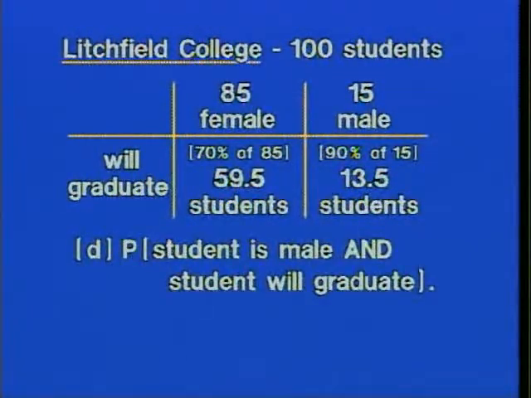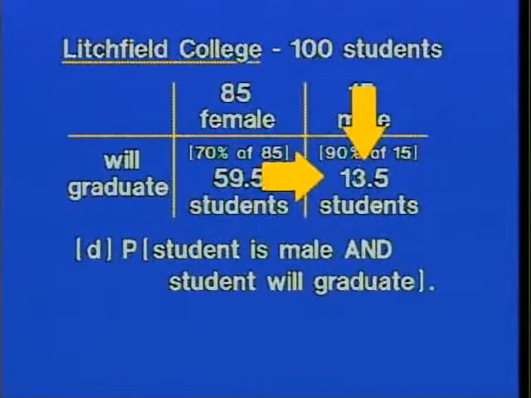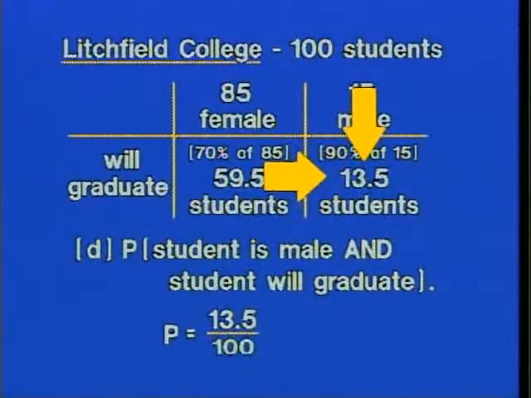What about the probability that a student is male and the student will graduate? Well, again, both of these things happen, the male idea, the gender idea, and that the student will graduate. That puts us into this 13.5 students. But the sample space here is the entire population of the college. So favorable outcomes, 13.5, possible outcomes, 100 students in the college. And the probability number is 0.135.